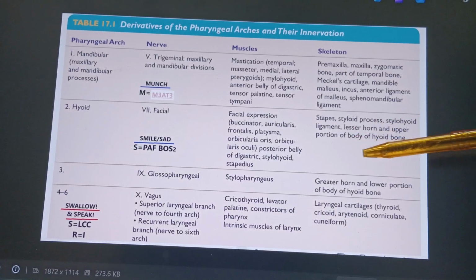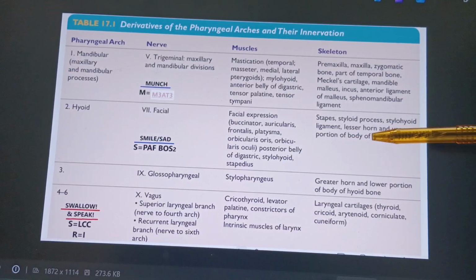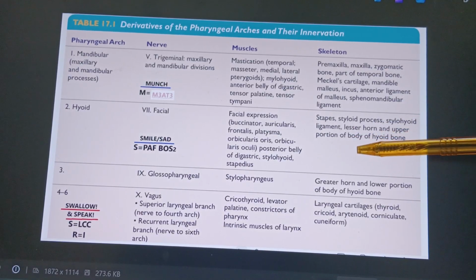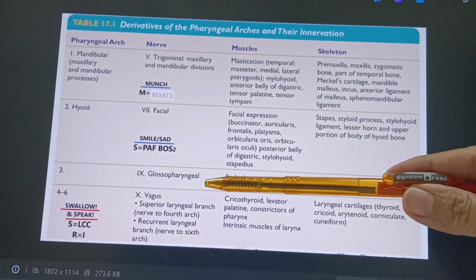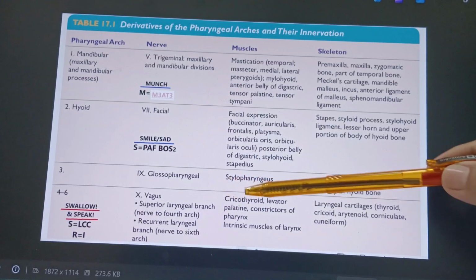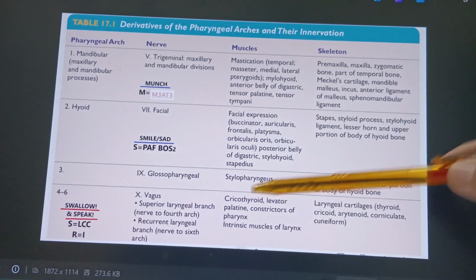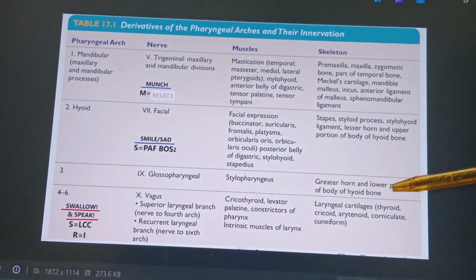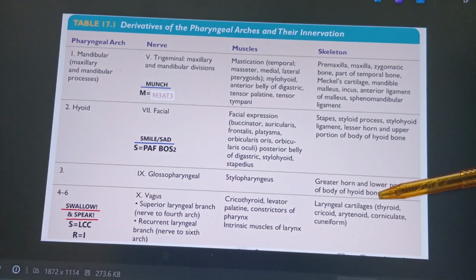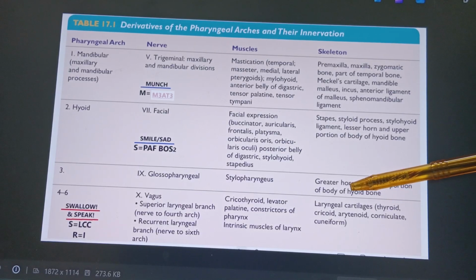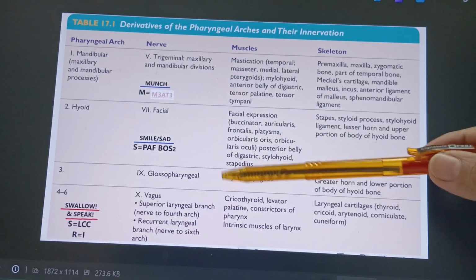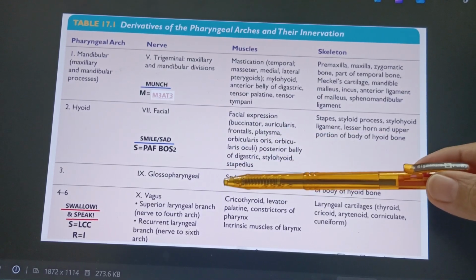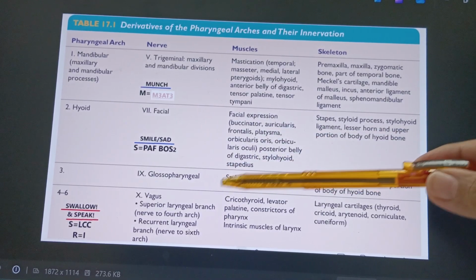one ligament, the stylohyoid ligament. And we see the lesser horn and upper portion of the body of the hyoid bone being formed by it. Then see the third arch, having only one musculature, the stylopharyngeus, and we see the lower part of the body of the hyoid and greater horns being derived. The nerve is glossopharyngeal, and this muscle will help us in swallowing.